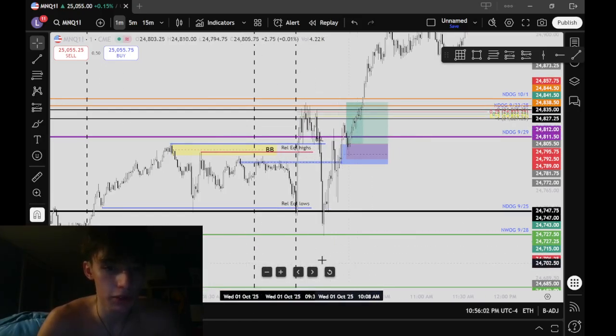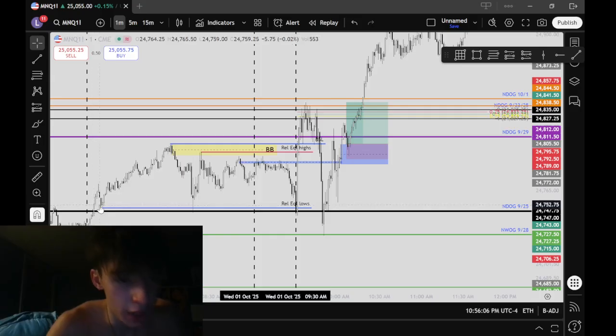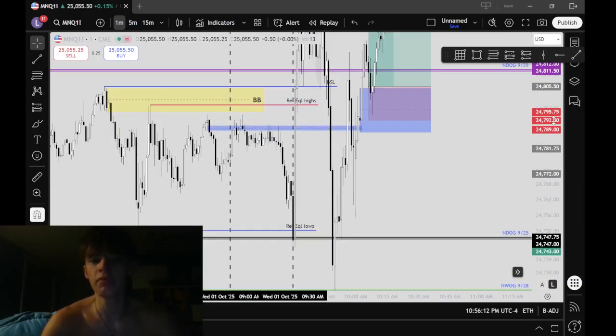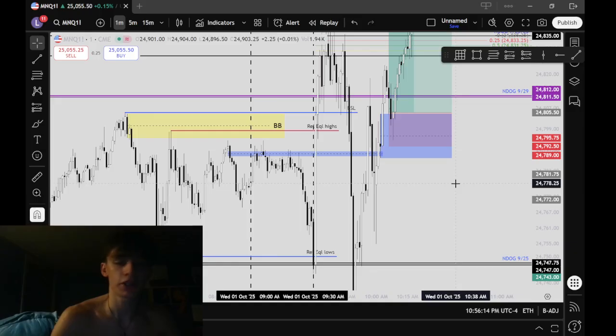So right here we have relative equal lows before 7 a.m. The reason why they're relative equal lows is because this body's lower than this, so it's a relative equal low even though the wick's longer. Also, one thing I want to clarify: I changed the chart colors. I just like the white and the black; it makes it look clean. Anyways, let me get on topic.